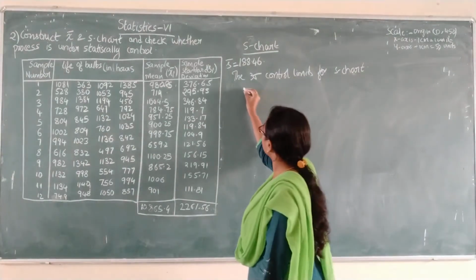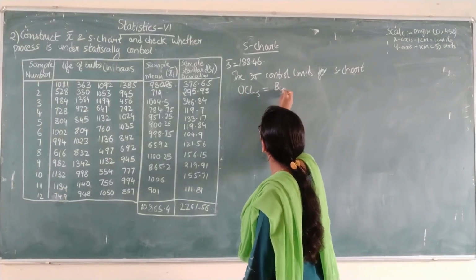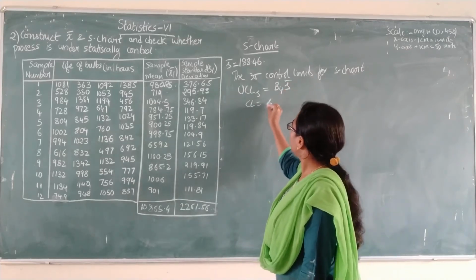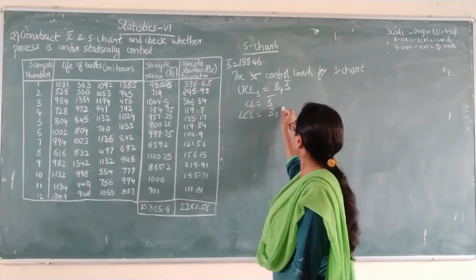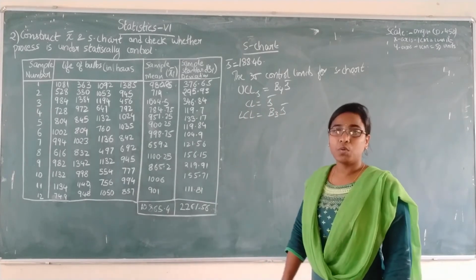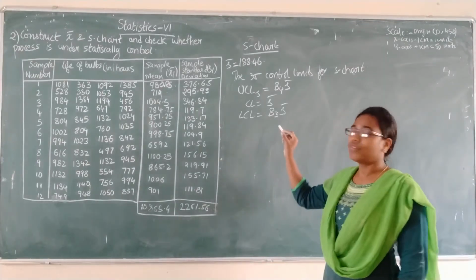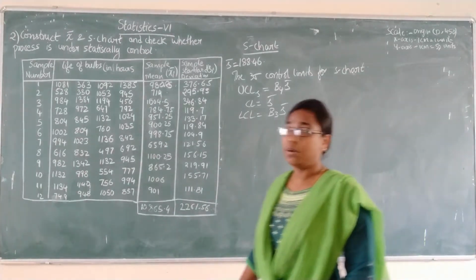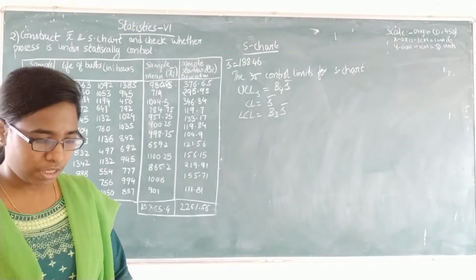So in case 2, the 3 sigma control limits are UCL of S chart equals B4 S bar, CL equals S bar, and LCL equals B3 S bar. Same like the range chart, the B3 value also will be 0. There the D3 value will be 0, right? Here also for a sample size less than 5, the B3 value will be 0, and we want the B4 value. So coming to the B4 value, I will show you the table.